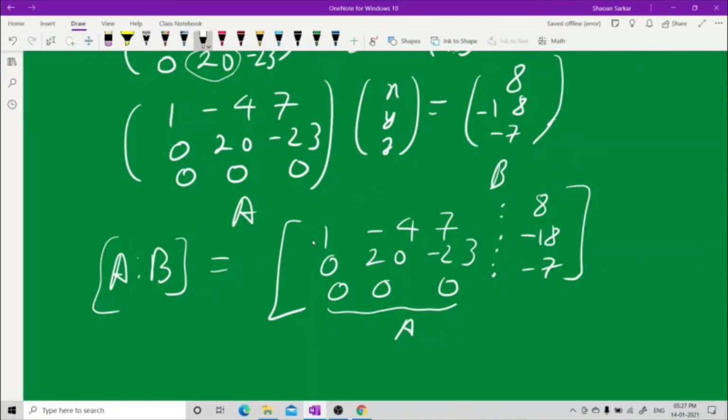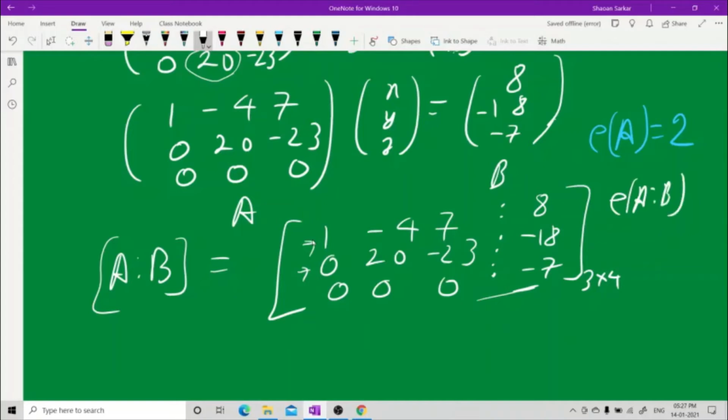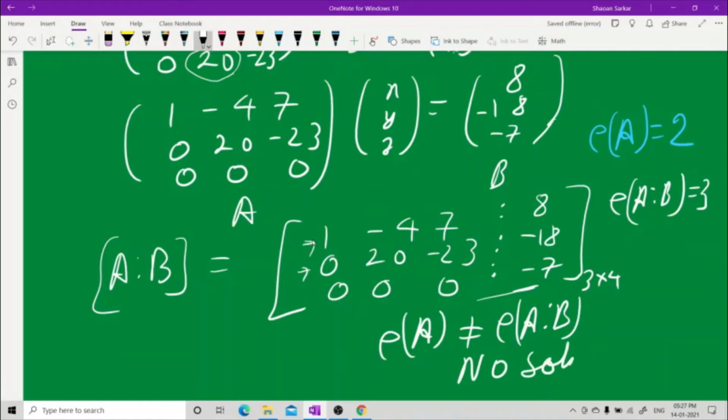So what is the rank of A? Forget about this now. So rank of A comes out to be 2 because there are two non-zero rows. Now come to the complete one. Now this is a 3 cross 4 matrix, and this has three non-zero rows. See this one, and this one, because there is a 7 here. Rank of AB is 3. So rank of A not equal to rank of AB. So no solution.